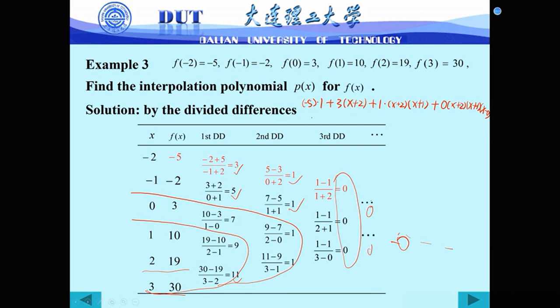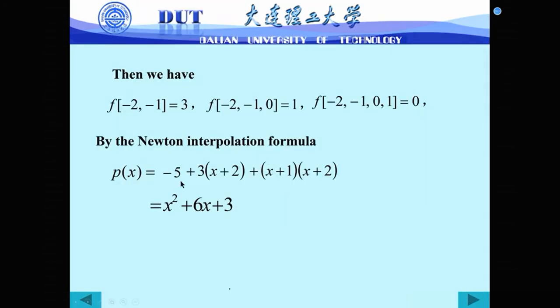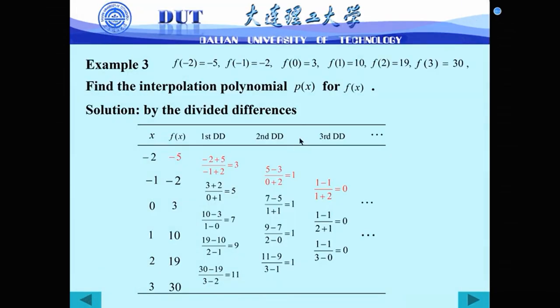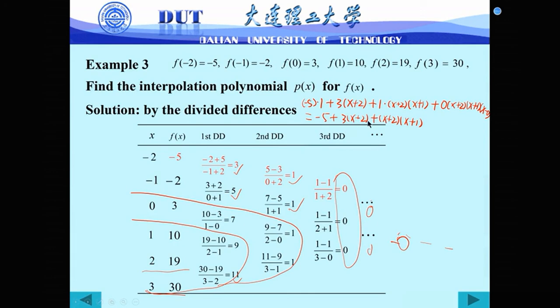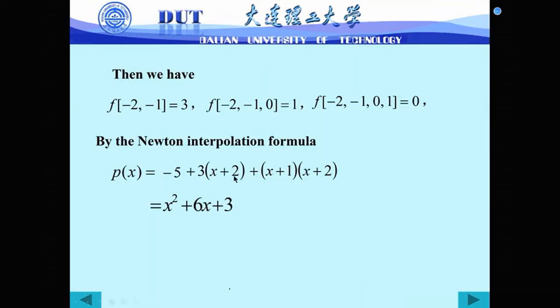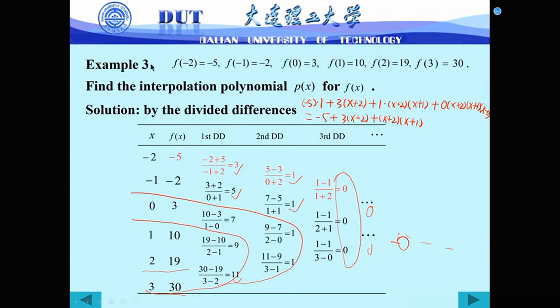Now you see, actually this term is already 0. So it's just equal to minus 5 plus 3 multiply x plus 2 plus x plus 2 multiply x plus 1. It's okay? So at last, you see minus 5 plus 3 multiply x plus 2 plus x plus 1 multiply x plus 2. So now actually you can obtain it is just the quadratic polynomial x square plus 6x plus 3. Of course, you can check for the data.